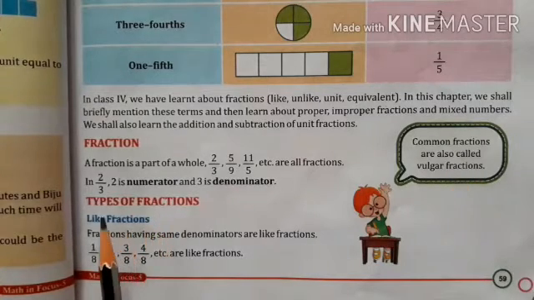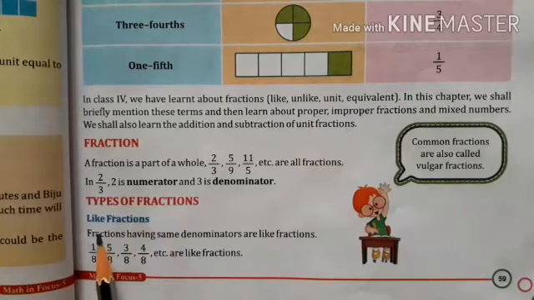Now we will discuss types of fractions. Like fractions. Fractions having the same denominators are like fractions. So when the denominators of the fractions are the same, the fractions are called like fractions. Look here: 1 by 8, 5 by 8, 3 by 8, 4 by 8, etc. are like fractions. Here the denominators are the same, 8, right? So these are like fractions.